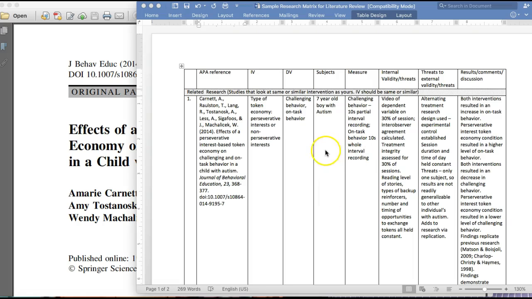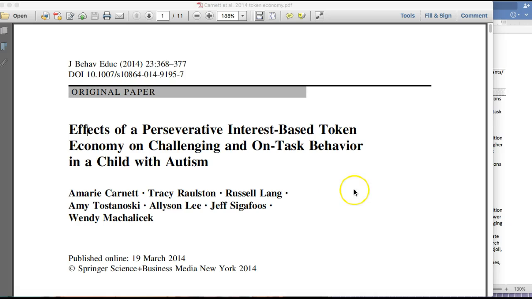So I want to first start out. I've taken an article here and I've actually used it to complete the research matrix, so I wanted to show you how that's done. The article that I've done here is for effects of perseverative interest-based token economy on challenging and on-task behavior in a child with autism.